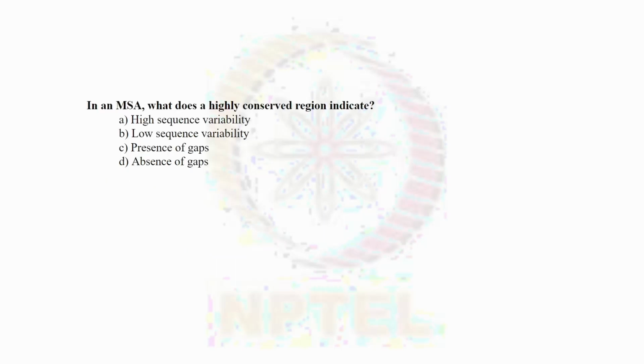Next, I have one more. Here MSA stands for multiple sequence alignment. So in a multiple sequence alignment, what does a highly conserved region indicate? So across the multiple sequence alignment, what does a highly conserved, or highly similar, region indicate?